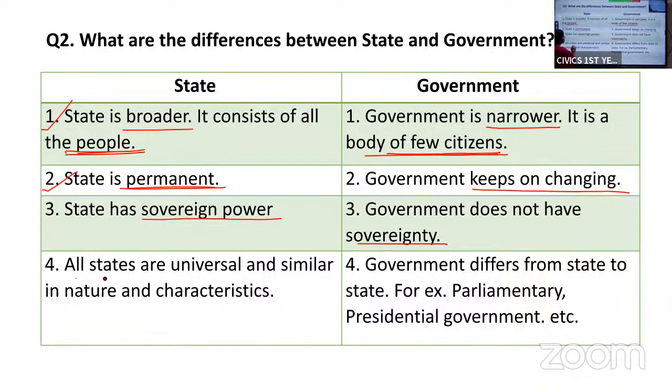If you see, all the states are universal, the same in their nature and characteristics. Yesterday, I explained the elements of the state. Every state will have a population, territory, government and sovereignty. So all states are similar, but government differs from state to state. For example, in India we have a parliamentary system, in USA a presidential form of government. So am I clear with these 4 points? Let us move to the next one.